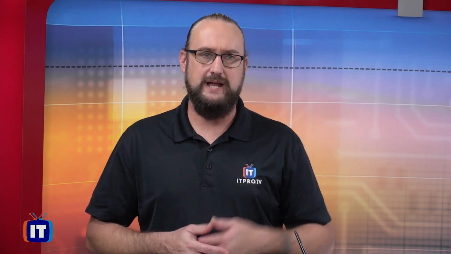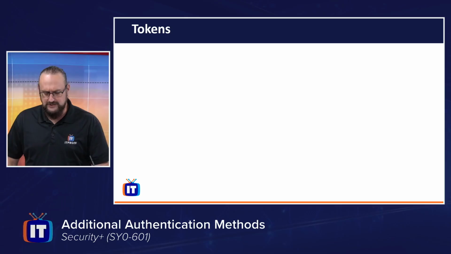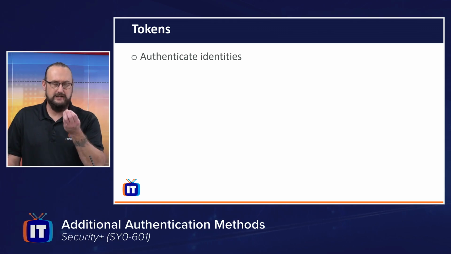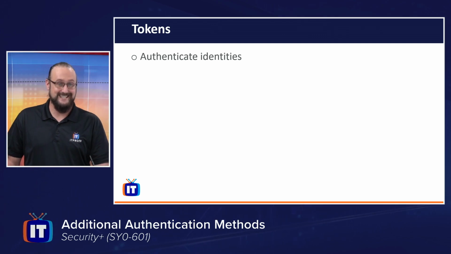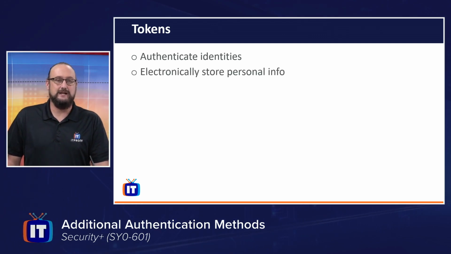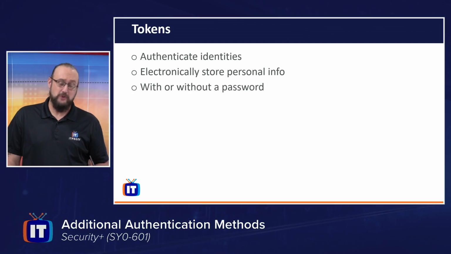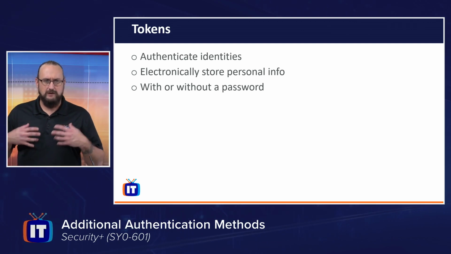That's right. We wanted to spend a little bit more time in these concepts here. So let's go ahead and dive into the very first thing. What are tokens? Tokens are essentially an electronic component, if you will, that authenticates identities. It can electronically store personal information. Now, it doesn't have to. It could be with or without a password. But let's go a little bit farther on this concept of what tokens are.